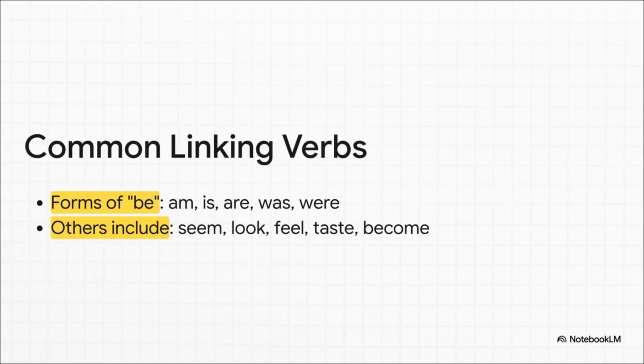So, here are some of the most common linking verbs you're going to see. All the forms of to be, like am, is, are, was, and were, those are the heavy hitters. But also keep an eye on verbs that are related to the senses, like seem, look, feel, and taste, because they often act as connectors too.